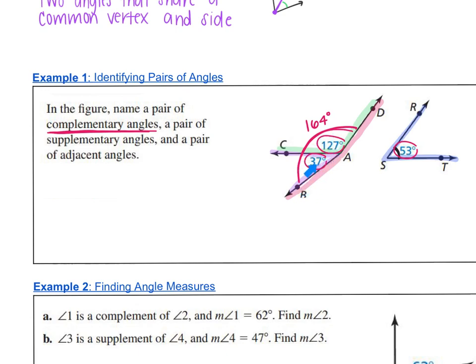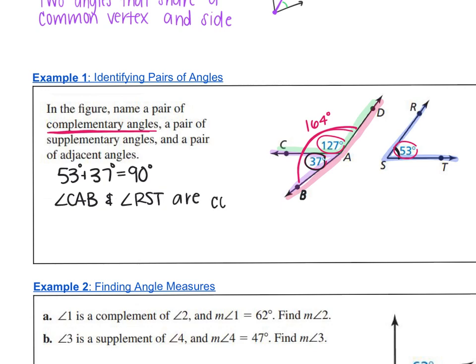So let's try a few others. I know that 127 plus 53 is going to be way more than 90. What about 53 plus 37? What happens if I add 53 plus 37 degrees? Hey, I get 90 degrees, which means those two angles are complementary. So now I need to name the angles. I need to name this angle that's 37 degrees. I can either call it CAR or RAC. Doesn't really matter which one. So angle, I guess actually this should be a B. Sorry, I think it just got cut off. So let's change that to a B. So angle CAB, and my other angle on the other side, angle RST, are complementary. And that's how we would say it. Two angles that add up to 90 are complementary.